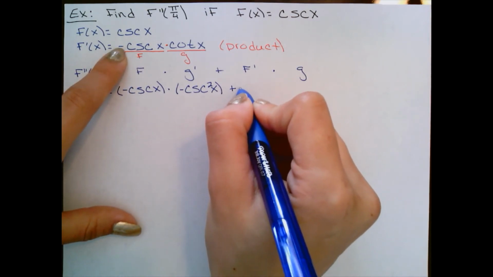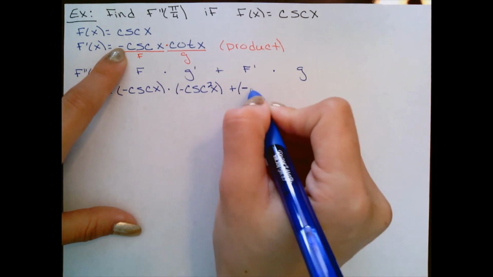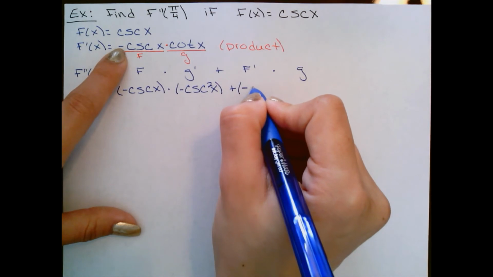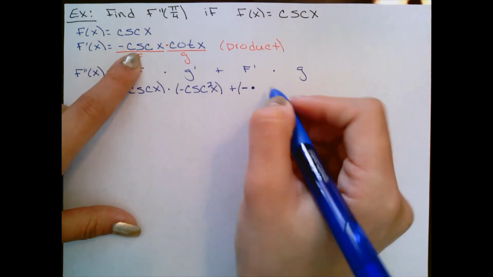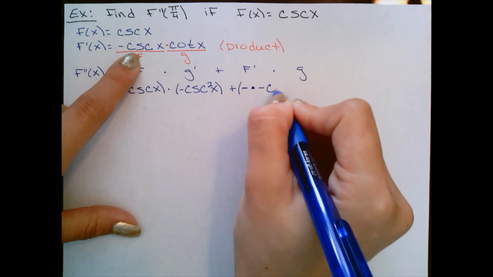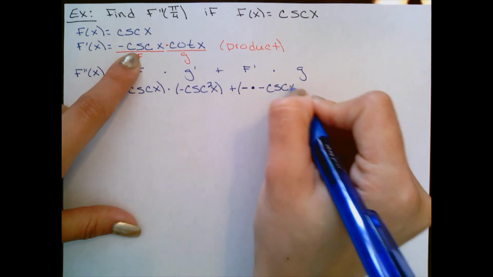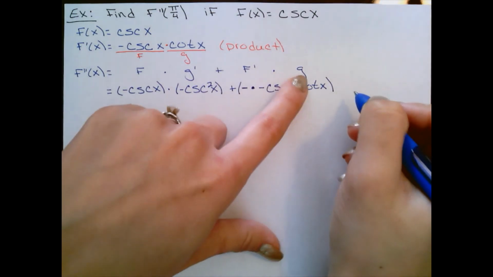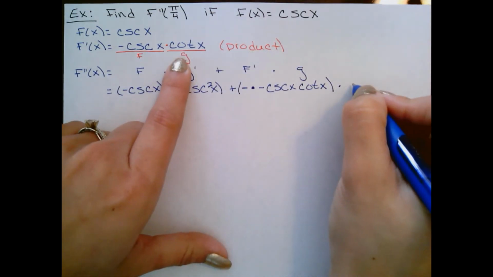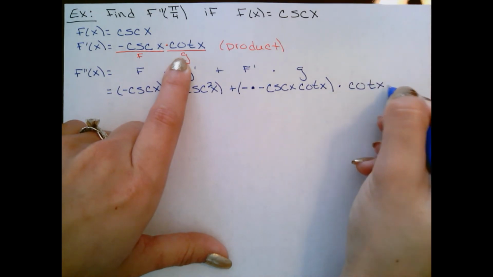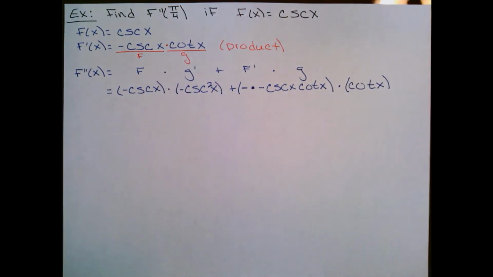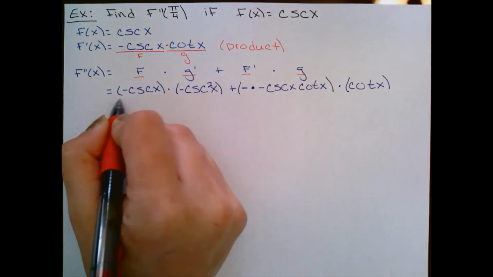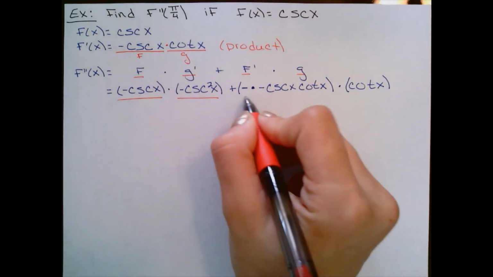So I'm going to put that negative, that one right there, I'm going to just bring it down like it was a negative 1. And then I'm going to say times the derivative of cosecant, which is a negative cosecant cotangent. And then times g, which is the original, and it's just cotangent of x. Okay? So if you were following along with these four, they should match up with your parentheses, okay?